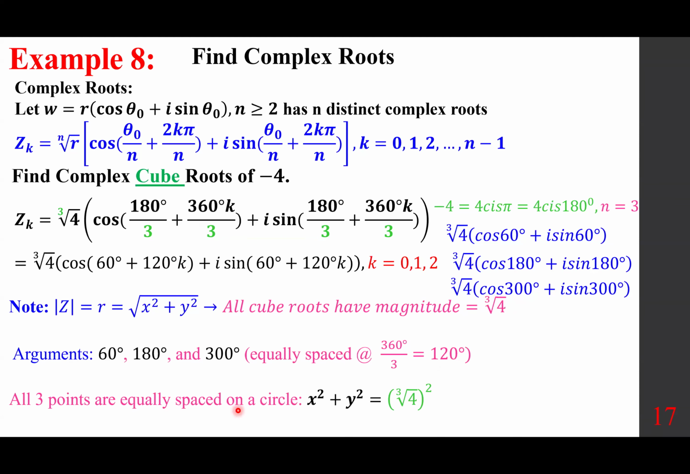All 3 points are equally spaced on a circle x squared plus y squared equals cube root of 4 to the second power. Looking like that, class. So this is a circle centered at 0, 0, and the radius is cube root of 4. Okay.